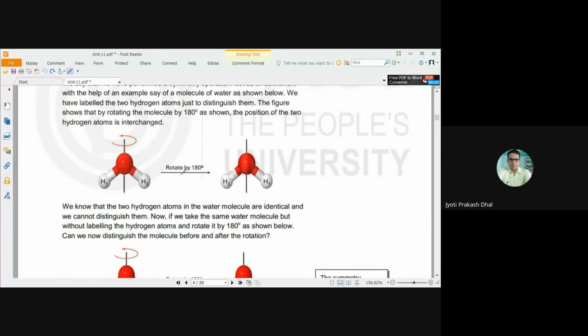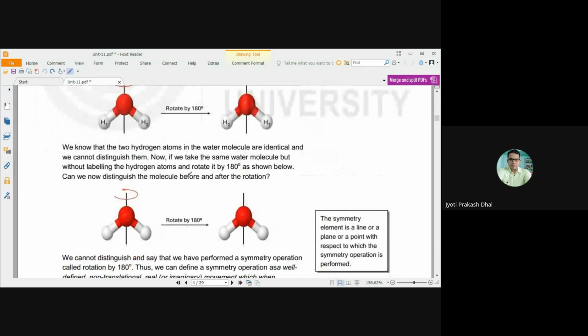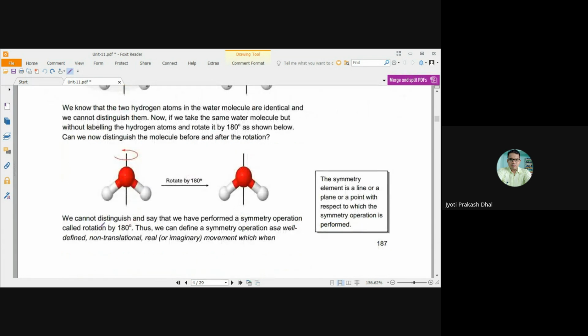Here we know that the two hydrogen atoms in the water molecule are completely identical and we cannot distinguish them. Just to label them, we have mentioned that the left hand side hydrogen is H1 and the right hand side hydrogen is H2. But if we rotate the molecule through the axis by 180 degrees, we cannot distinguish any change that happened to that molecule.